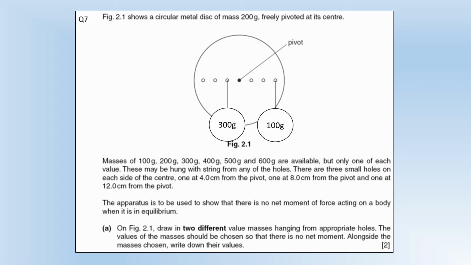Okay, so there are a few different options that we can pick, but essentially you need to make sure the mass times the distance is a constant value. So this one, we've got 300 grams, 4 centimeters from the pivot. So that's going to give us a value of 1200. And we've got 12 centimeters, which again gives us 1200. So that's absolutely fine. Any other combination where you get that is fine too.